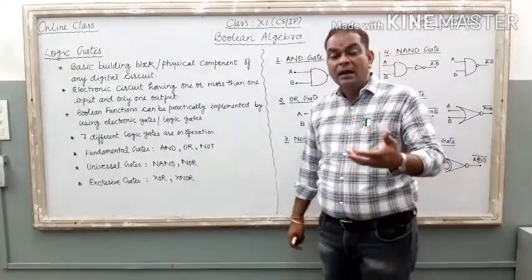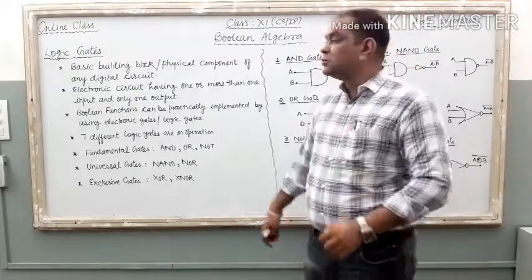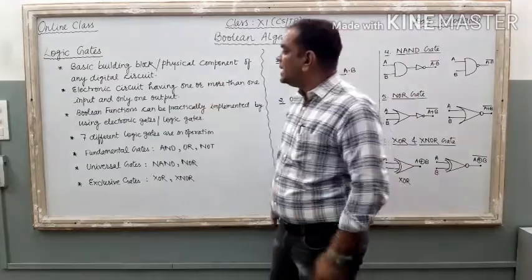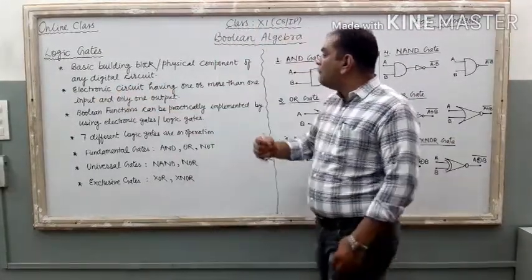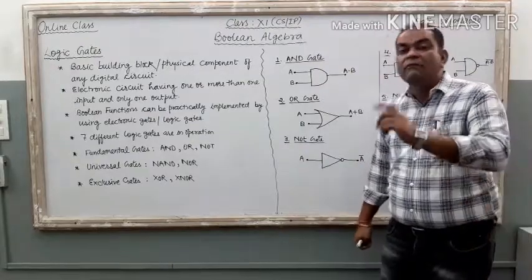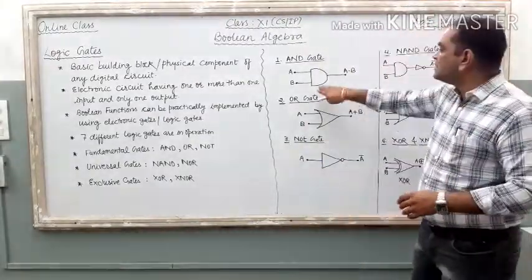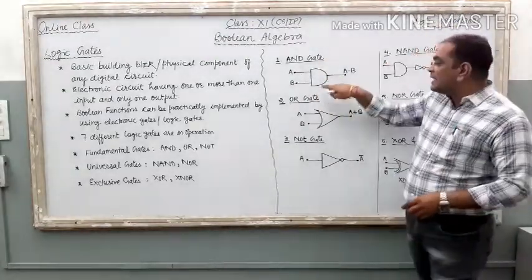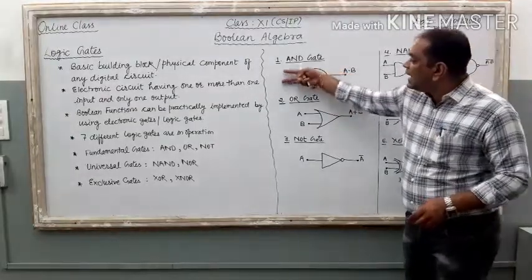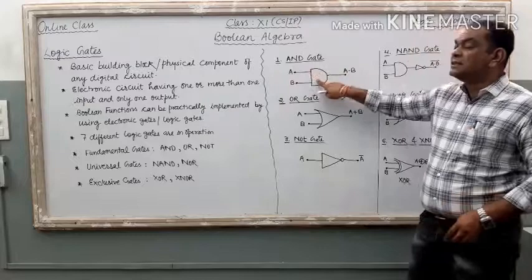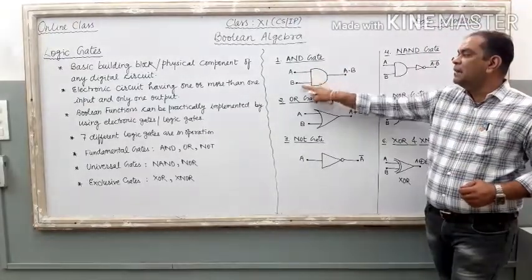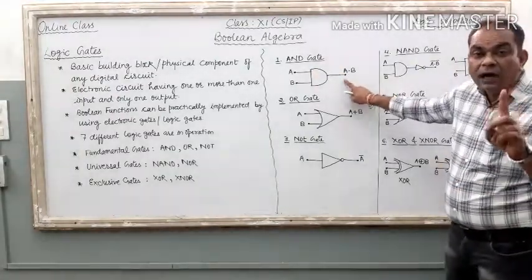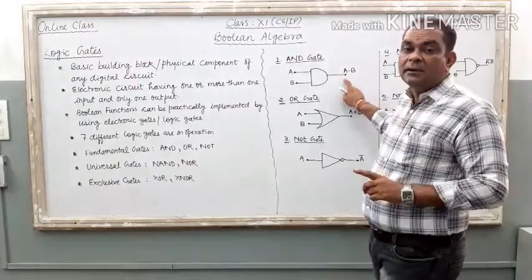If you want to create a digital circuit, then also you should purchase logic gates from the market. Clear? So the next point is: an electronic circuit having one or more than one input and only one output. Just see one logic gate, the AND gate. In the diagram of this gate, this side is known as the input signals. How many input signals are there in this diagram? A, B. Two different input signals. And how many output signals? Only one output signal is there in this AND gate.